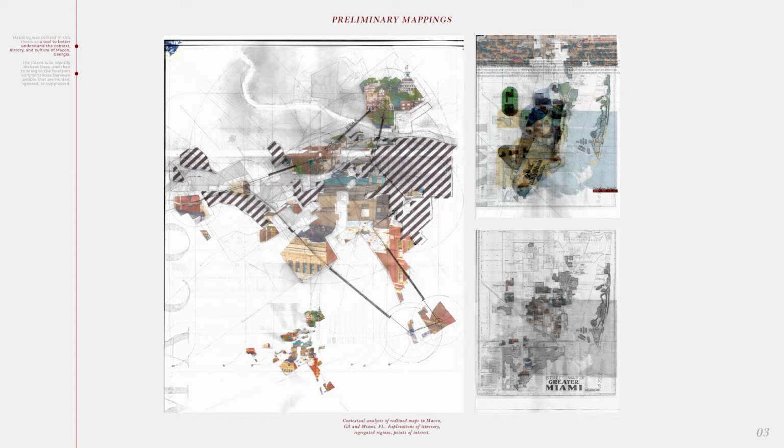In the end, I settled on Macon, Georgia. The intent was to identify divisive lines that are usually hidden from our everyday lives. After studying the divisive lines, I then chose to bring to the front commonalities between people that are usually hidden, ignored, or suppressed.